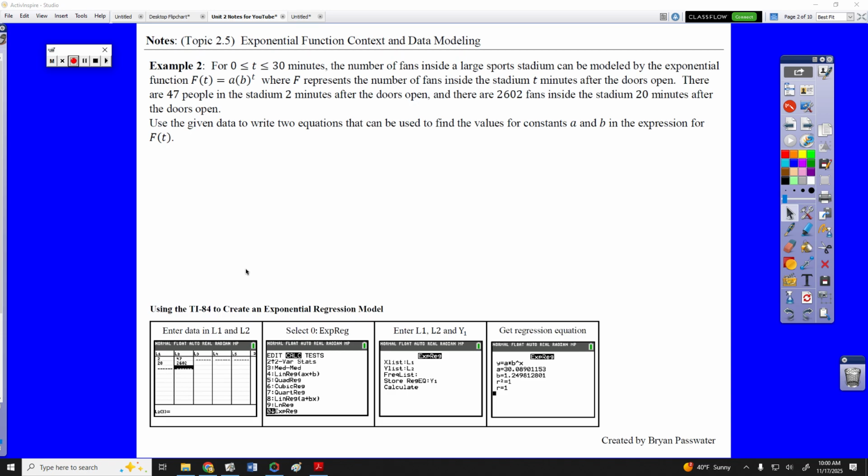Example 2 says for the t-values 0 to 30 minutes, including 0 and 30 minutes, the number of fans inside of a large sports stadium can be modeled by the exponential function f of t equals a b to the t, where f represents the number of fans inside the stadium t minutes after the doors open. There are 47 people in the stadium 2 minutes after the doors open, and there are 2,602 fans inside the stadium 20 minutes after the doors open. Use the given data to write two equations that can be used to find the values for the constants a and b in the expression for f of t.